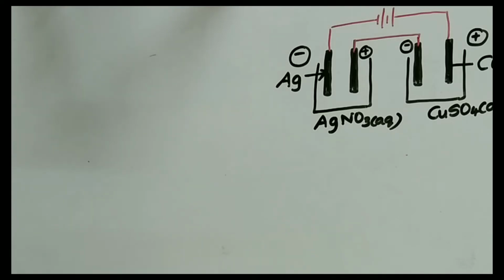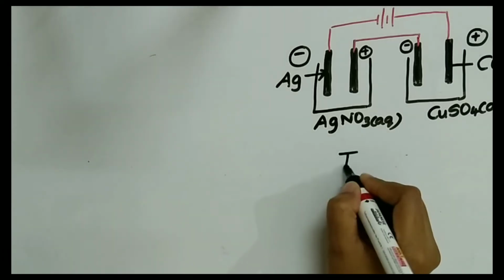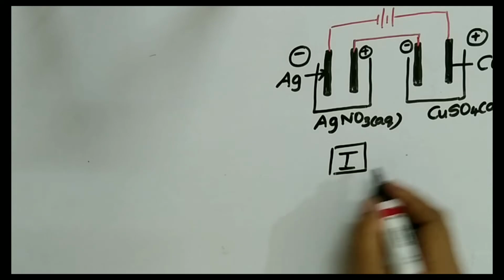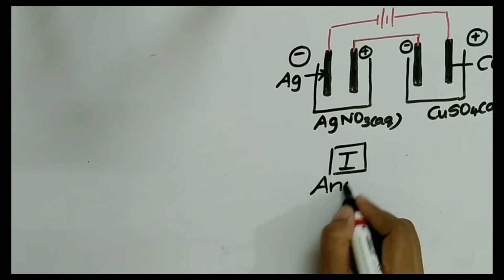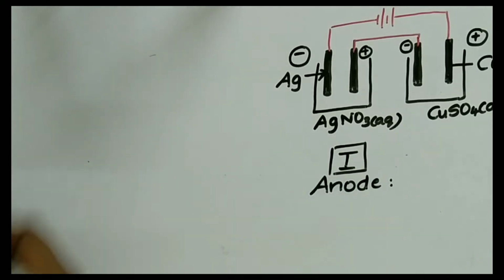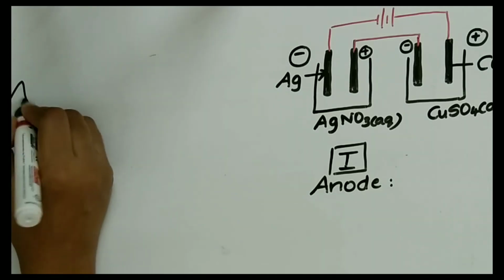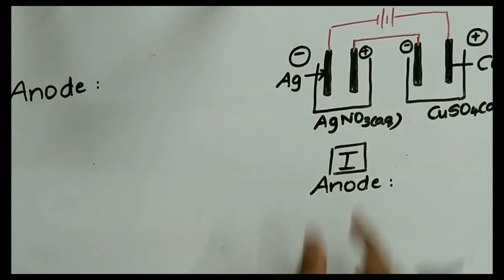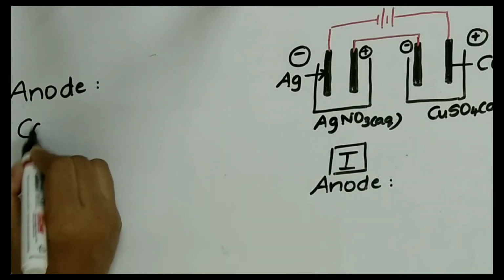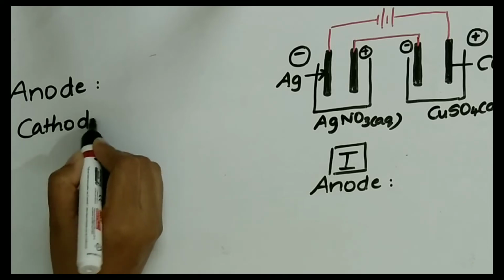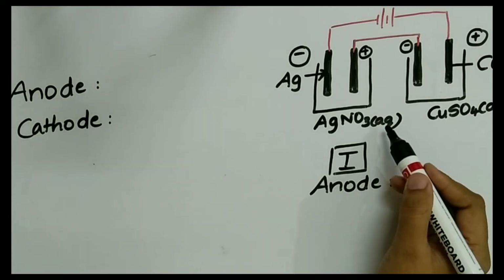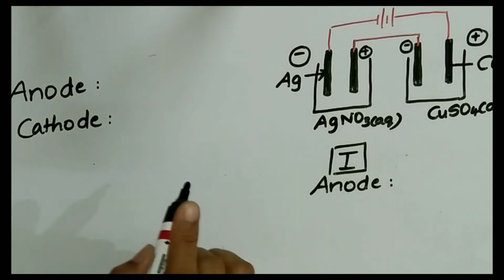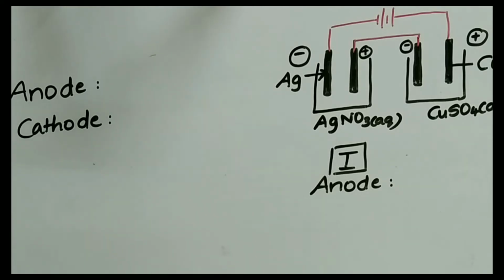Let's check what are the products at cathode and anode in the first cell and in the second cell. So we'll talk of the first cell. Product at anode, I'll explain over here. We are talking of the first cell, anode and cathode product I want. What is the electrolyte? Aqueous. So you have to follow the electrochemical series.